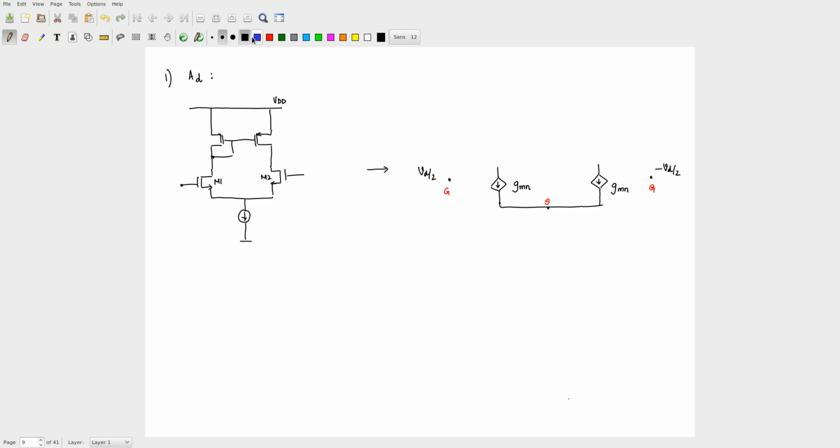Fair enough. What will happen to this current source? The current source will be open, so there's nothing here. If I call this voltage Vs, then this is going to be GMN into VD by 2 minus Vs, correct? And this guy would be GMN into minus VD by 2 minus Vs.